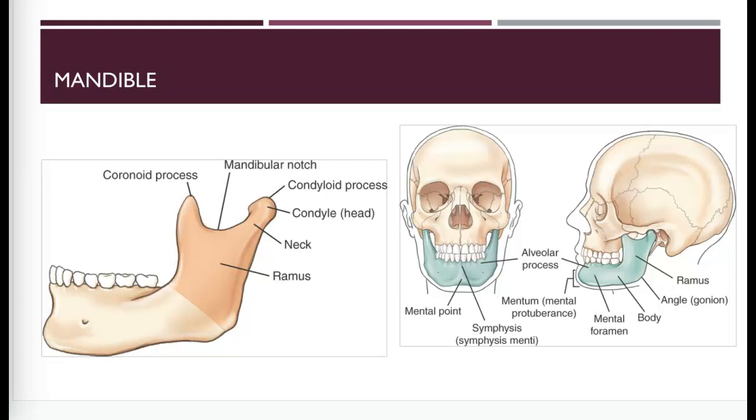Then we also have the condyloid process, which is the upper part of the ramus and consists of two parts. The condyle head, which fits into the TM fossa of the temporal bone to form the TMJ. And then we also have the neck area.